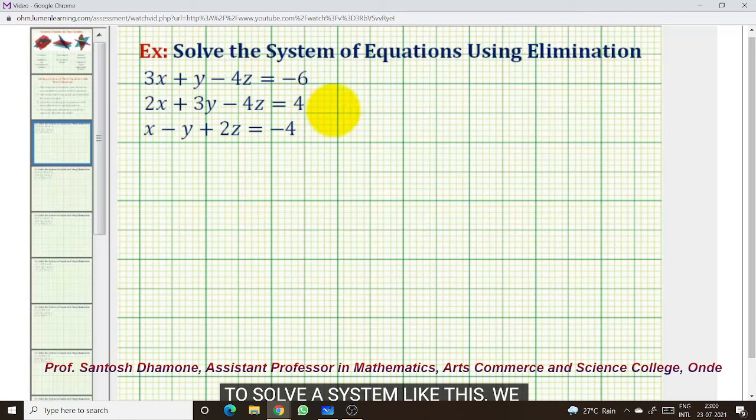that would satisfy all three equations. And when solving a system like this, there are actually three possibilities. We can have one solution, no solution, or an infinite number of solutions.